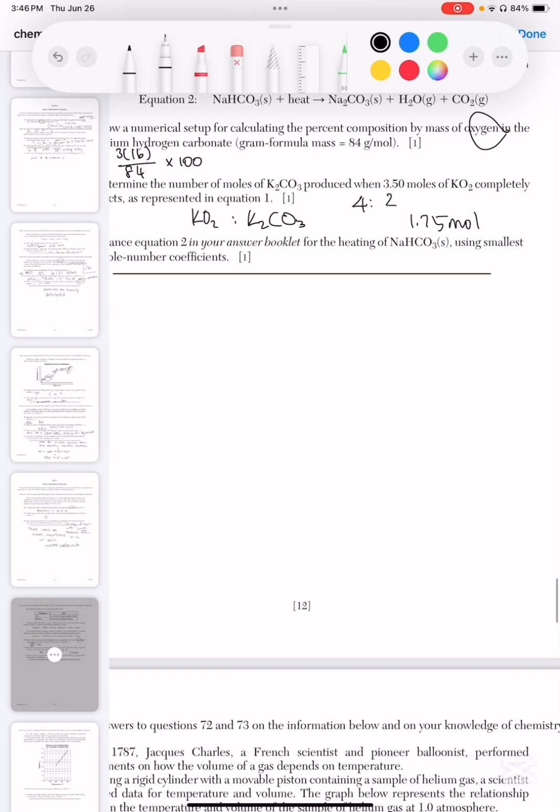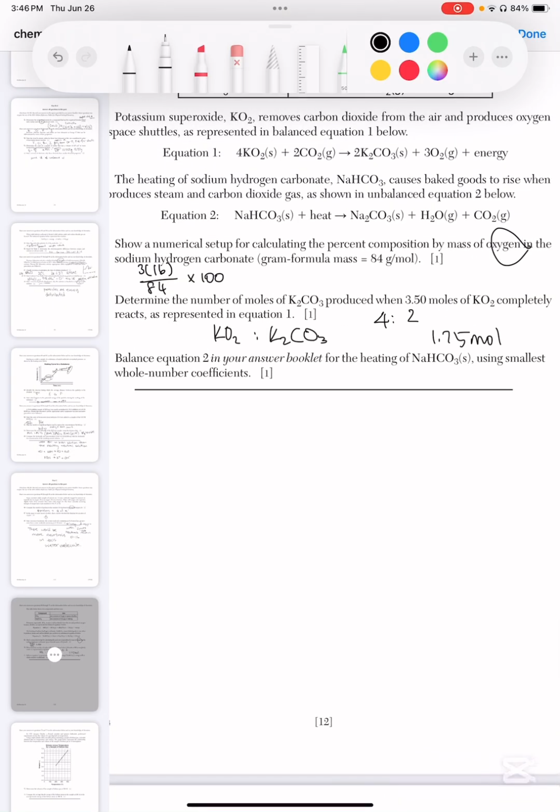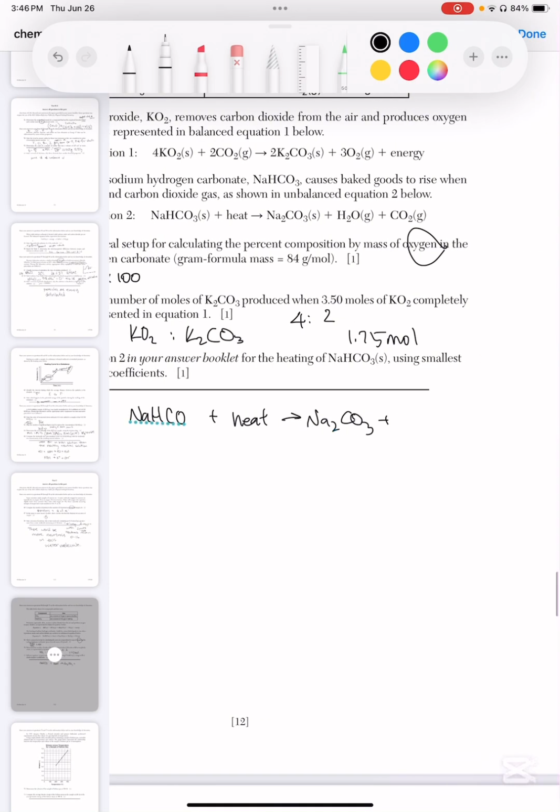Balance, okay. Oh, I guess it's just a balance equation too. So NaHCO3 plus heat yields Na2CO3 plus H2O plus CO2.